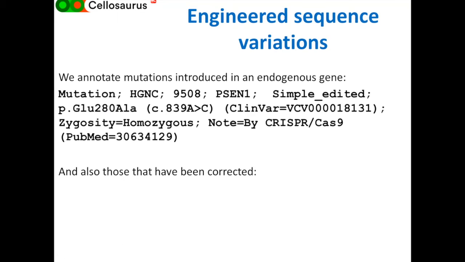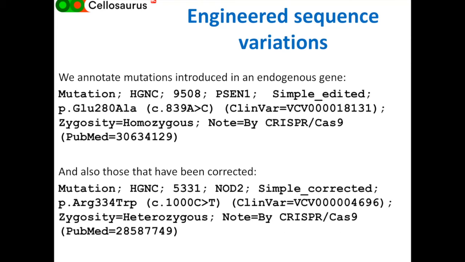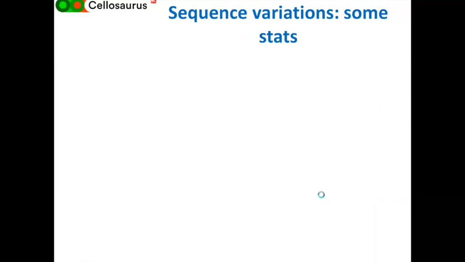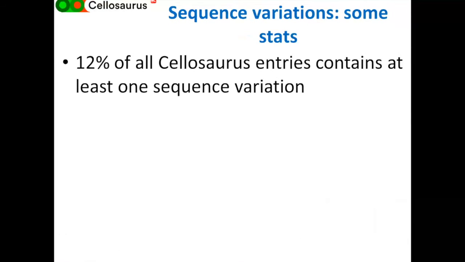In some cases, a mutation in a disease cell line is corrected to obtain both the mutated and non-mutated cell line for the same genetic background. This is also indicated by saying corrected or edited. You see edited for adding a mutation and corrected for the correction of a mutation. So some stats about the sequence variation.